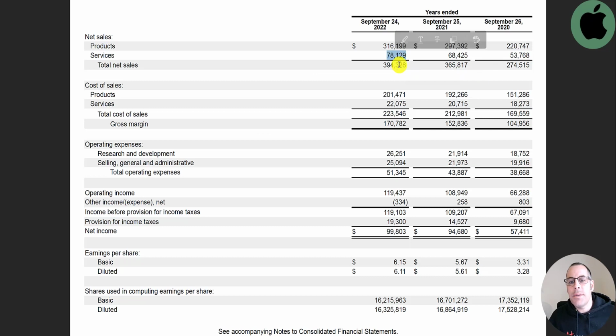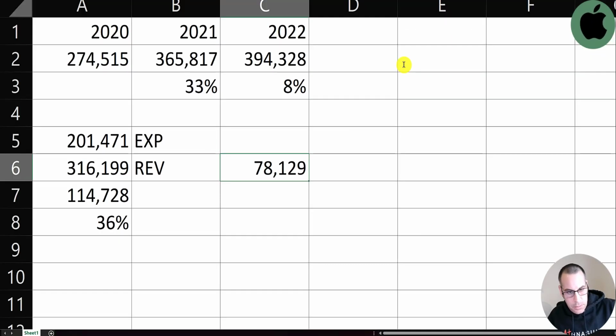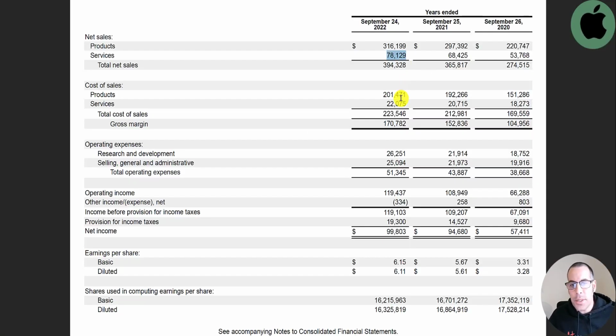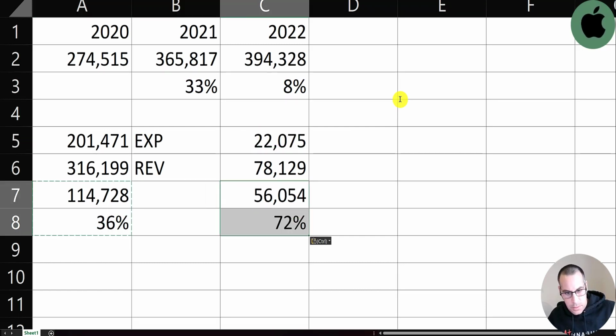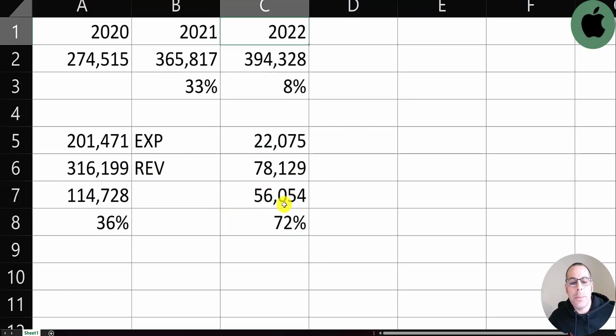Let's look at their services, $78 billion. And the expenses is $22 billion. Let's just copy this over. So you can see they're much more profitable in services. They had a 72% profit. Only 28% of their revenue went towards expenses. That makes sense. Services are much more profitable because you don't have to build anything. You don't have to pay for factories and materials.